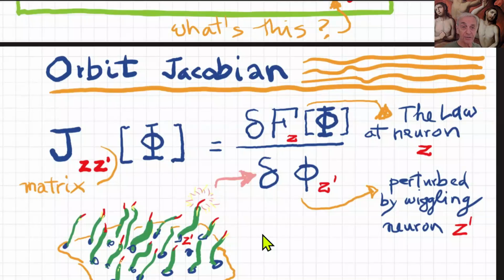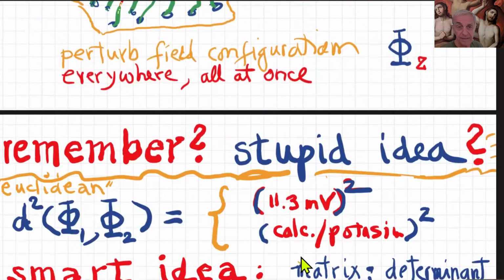Basically, what this orbit does is I take my configuration, which is the legal one, I shake it a little bit, and this tells me what all possible variations in all directions look like. So that's what Jacobians do. I'm taking my thing and perturbing it a little bit in every place. So what this orbit Jacobian is, I perturb everybody all at once.